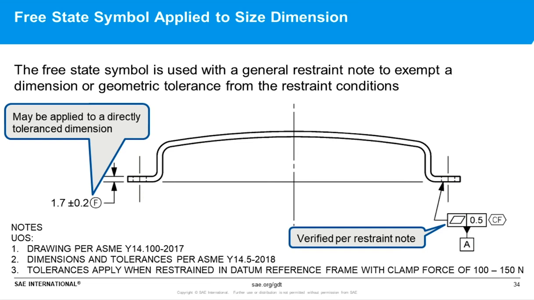For this example, we see note 3 identifies a restraint note. So we're clearly identifying this as a non-rigid part that must be measured in the restrained state, but we want to exempt that size dimension from that restraint note. So of course we'd add the free state symbol. However, you do notice that the flatness feature control frame does not have the free state symbol specified, so that will have to be verified per that note 3.